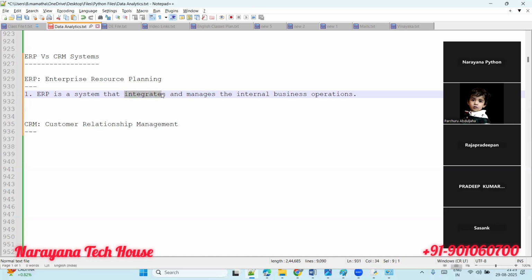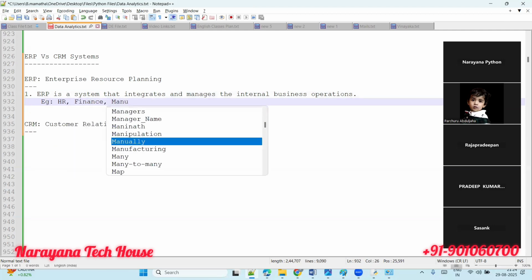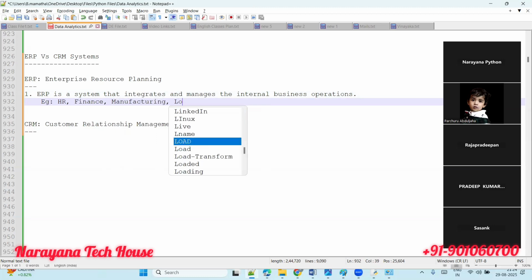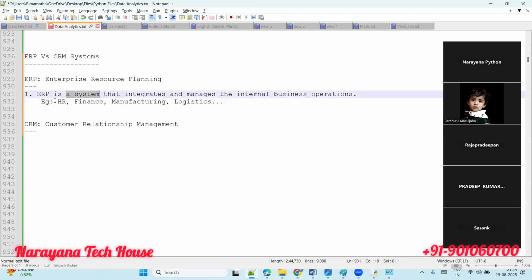Internally there are a lot of operations and a lot of departments. Which departments are there internally? HR department, finance department, manufacturing department, logistics department, right? These are operations, guys. It integrates them in one system. Plus, we manage all these operations also.